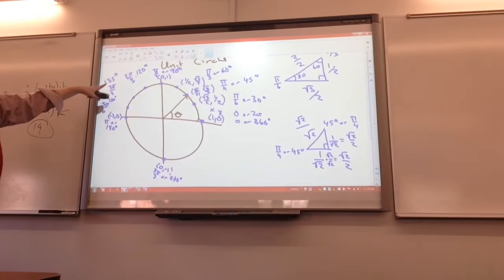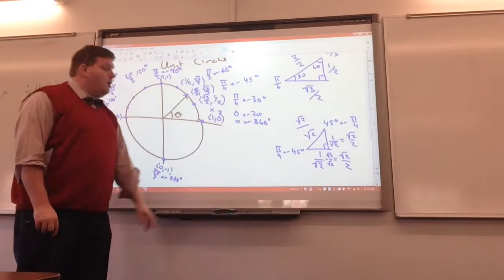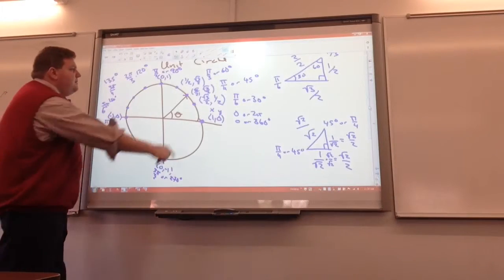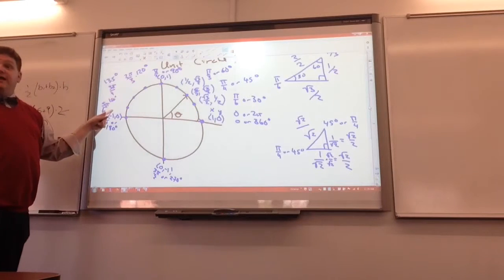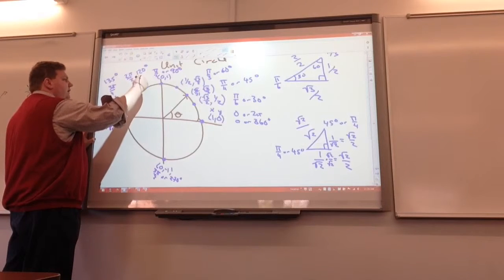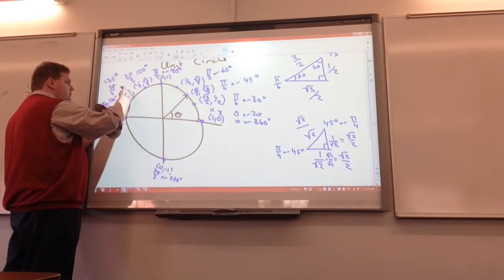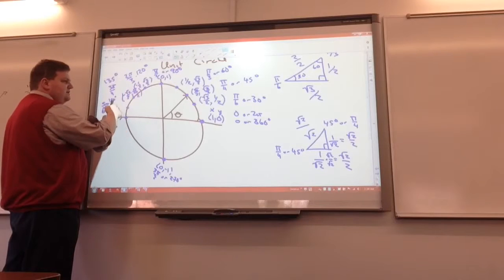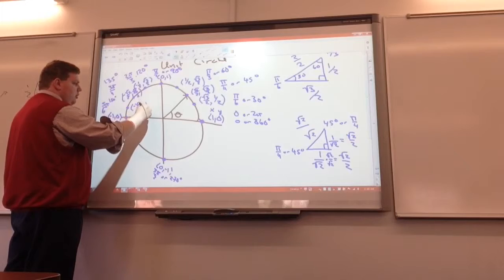Now, what do I do about the coordinates, the xy coordinates? Make the x's negative. It's going to be the same exact numbers as these, but x is going to be negative over in this quadrant, right? So this one right here would just be minus 1/2, root 3 over 2. This one would be minus root 2 over 2, root 2 over 2. And this one down here would be minus root 3 over 2, 1/2.